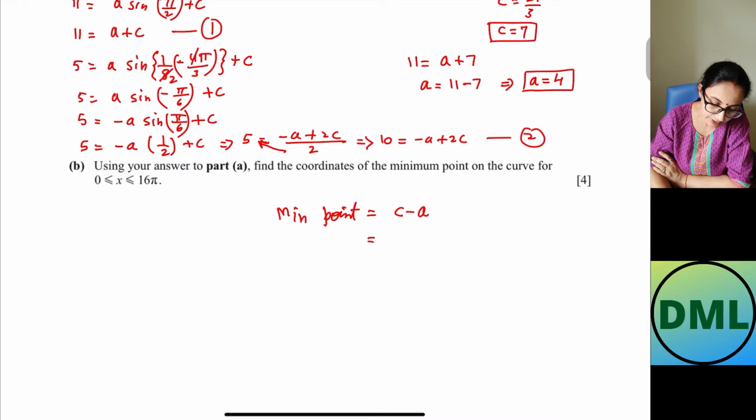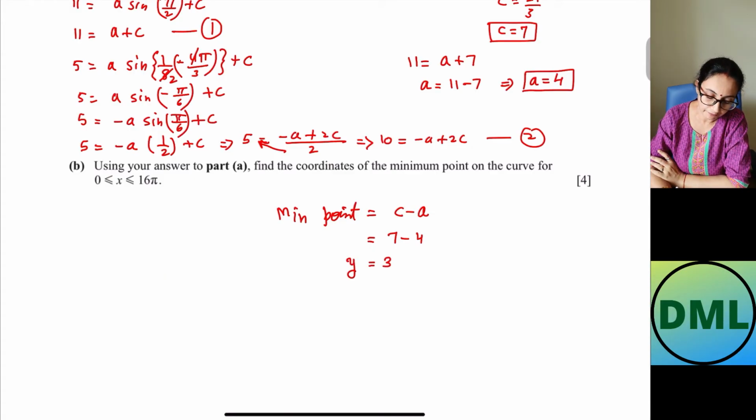The value for C is 7. The value for A is 4. This will give you 3. The value for y is 3 here. I need to find out my x coordinate also. That means I need to put it back in my given equation.